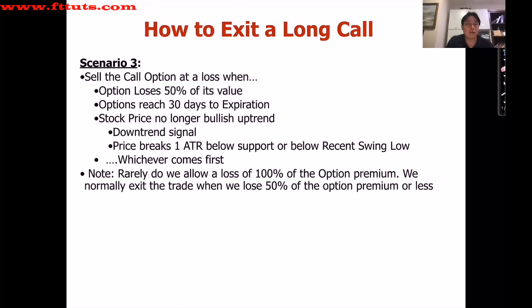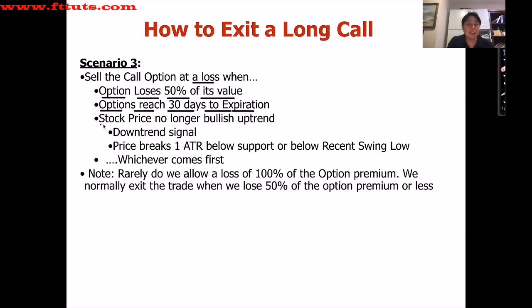Now, scenario number 3 is when things don't go the way you want. So you buy the call option, you think the price is going up, it doesn't go up, it goes sideways, goes down, or goes up too little, okay? And you're losing money. So when that happens, you have to cut your losses. So we sell our options at a loss when the option loses 50% of its value. Usually when I'm losing 50% of my premium, I'm cutting my losses. Or if the options reach, again, 30 days to expiration, I cut my losses.